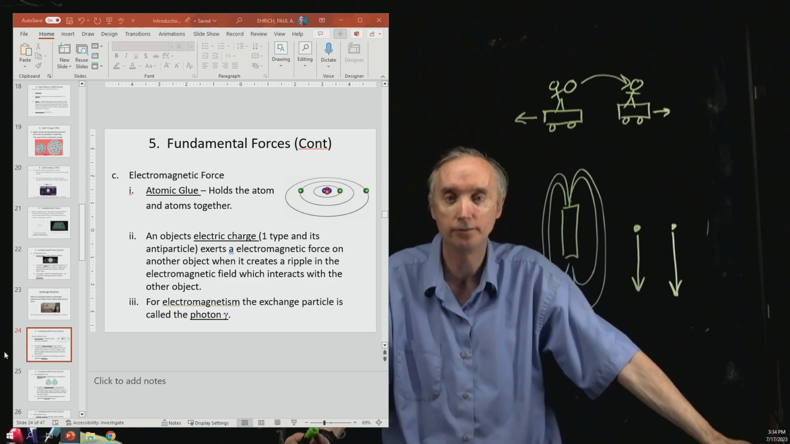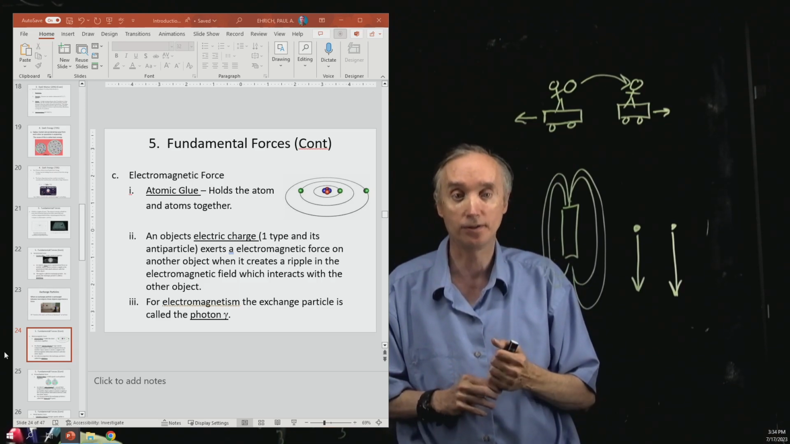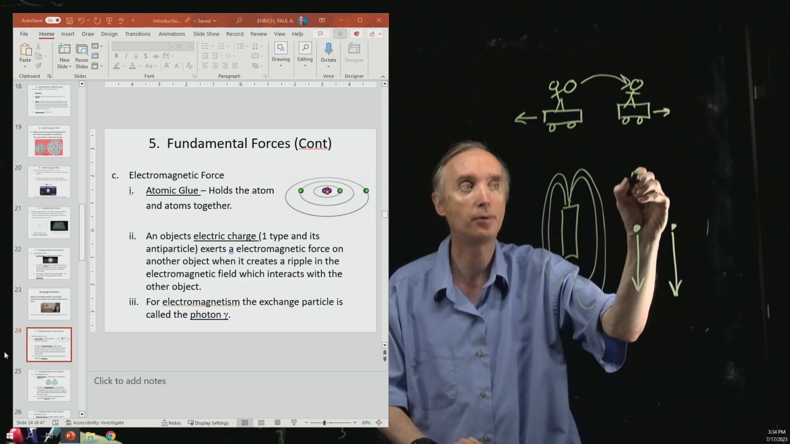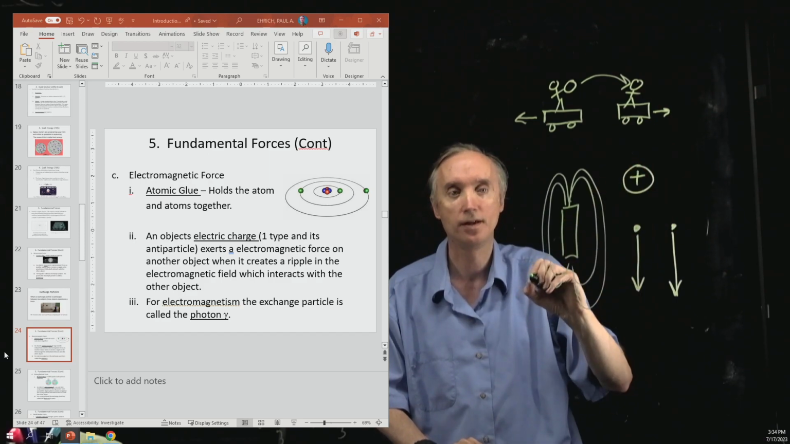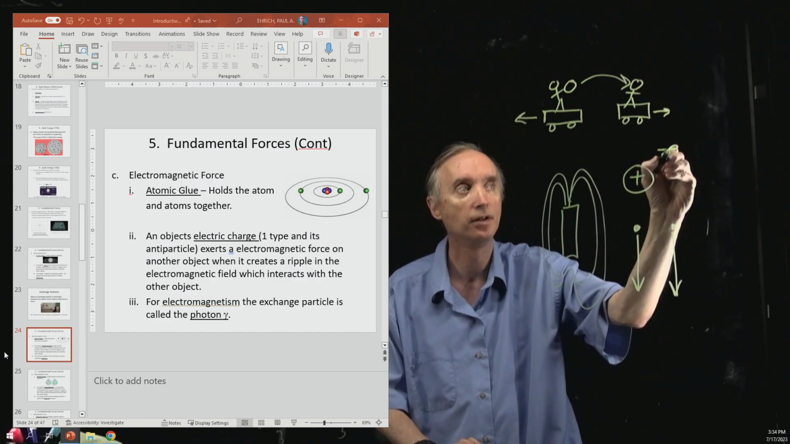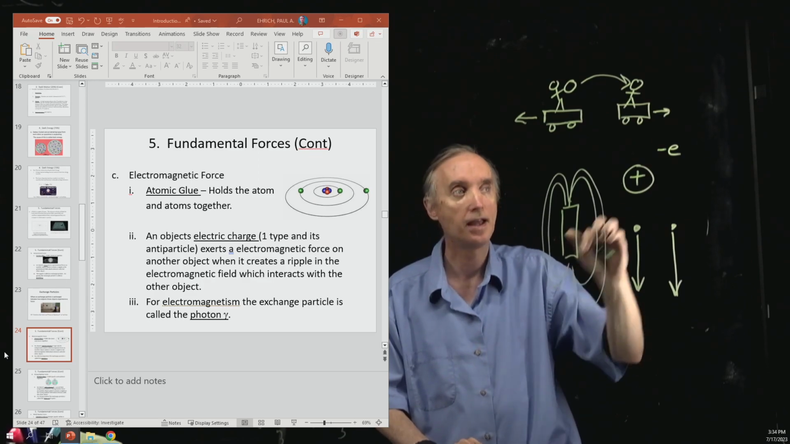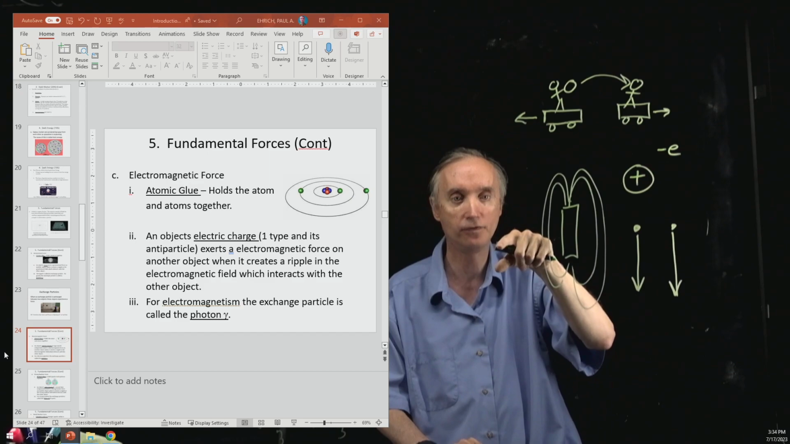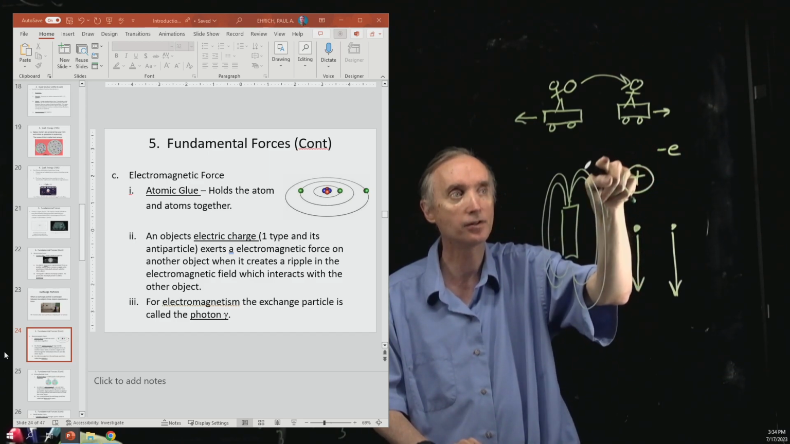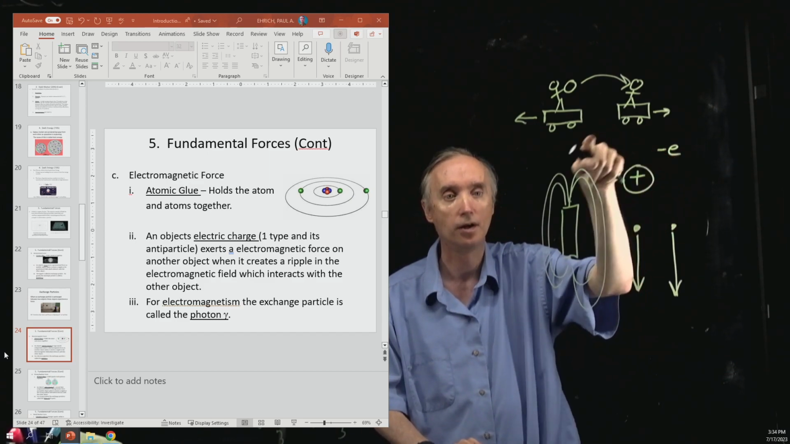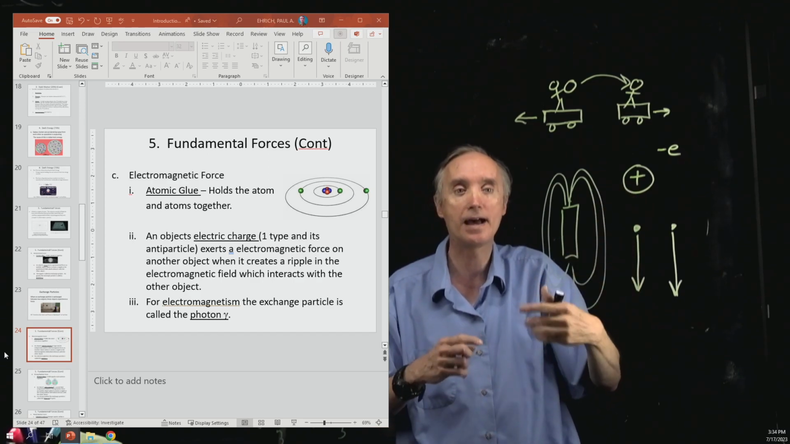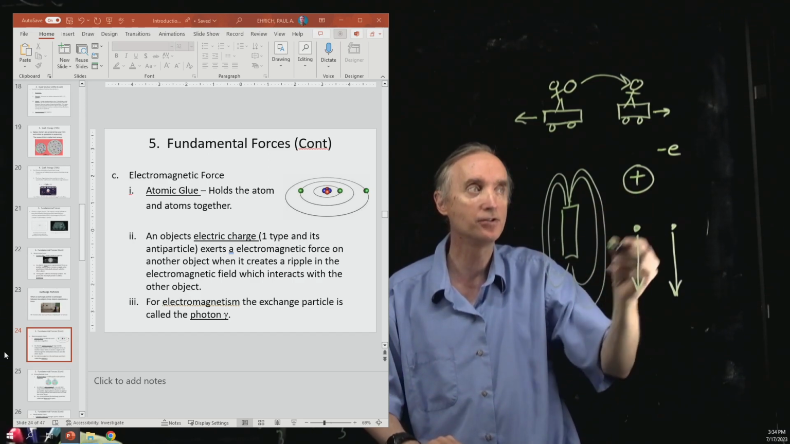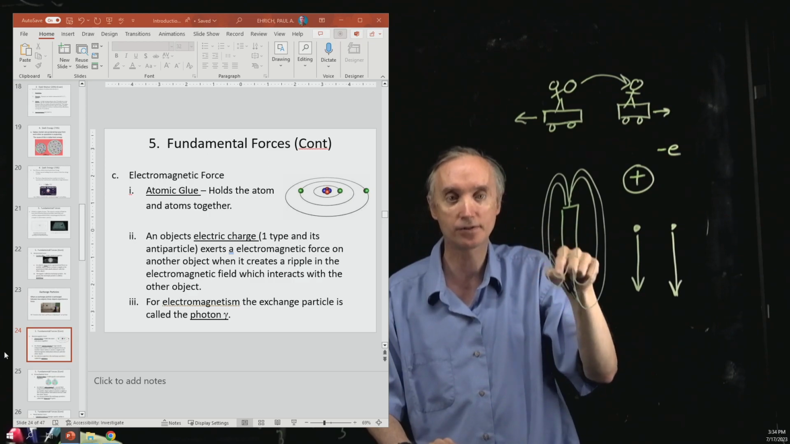So what do I mean by that? An atom consists of a positive nucleus and negative electrons. Opposites attract, so it's the electromagnetic force that keeps the electrons in their orbits around the nucleus to make an atom. But imagine that you've got two atoms.